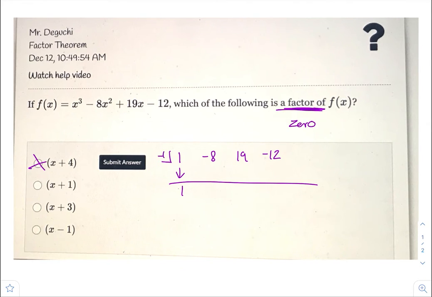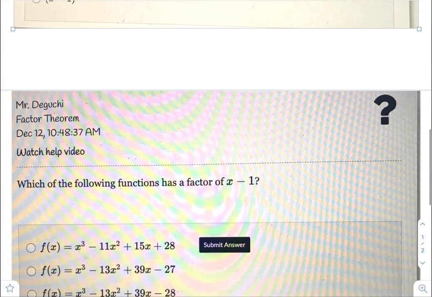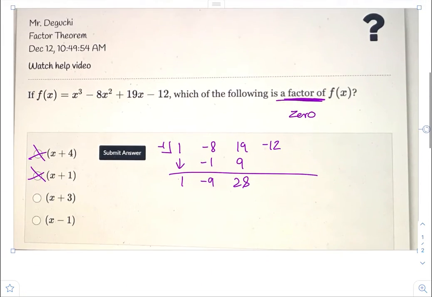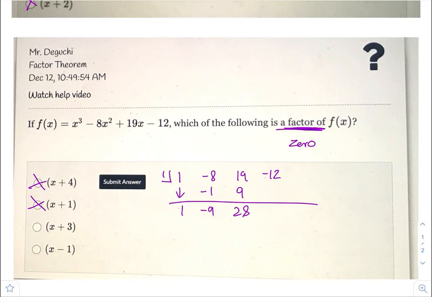Let's try negative 1. 1 times negative 1, add negative 9. Negative 9 times negative 1, 9. Add 28. Okay, I'm going to stop there too, because this one is not going to give us a 0. Let's try this one. The factor of x plus 3, so that's negative 3. 1 times negative 3, add negative 11. Negative 11 times negative 3, 33. Add 52. I'm going to stop right there because that's not going to give us a 0 either. So it must be this last one.